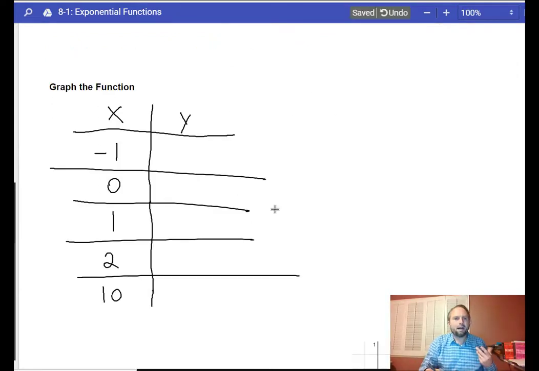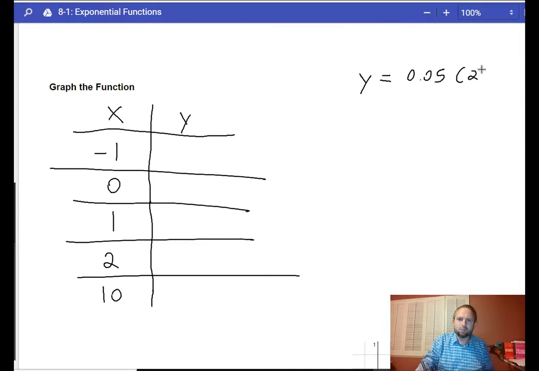So I like to put in some numbers. I like to put in some negatives. I like to put 0, I like to put 1, 2, and then I like to put a bigger number, like 10 or something. Now, for this right here, this is pretty much going to be plug and chug. For the first example, we'd have y is equal to 0.05 times 2 to the, and we could say, okay, negative 1 power.